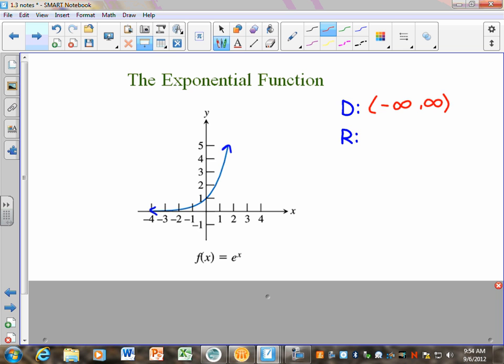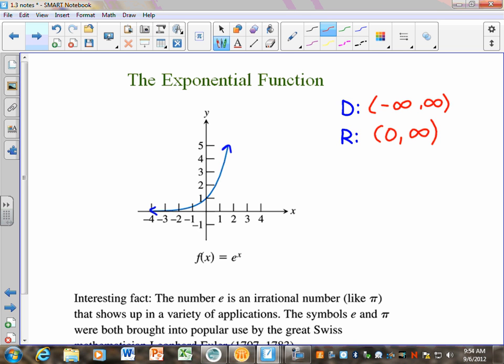The range is not going to be all real numbers, because no matter what you plug in there for x, when you take a number to an exponent, you're never going to get a negative out of that. You're actually never even going to get 0 out of that. There's no number you could plug in there for x that you could get 0 out of that. And so that's our horizontal asymptote, and our range is going to be 0 to infinity, not including 0.